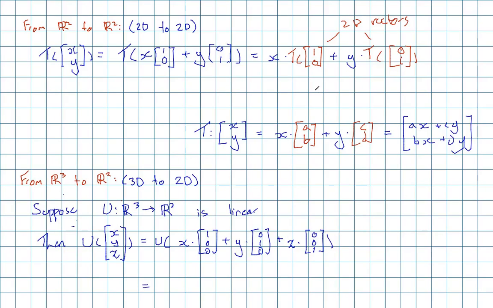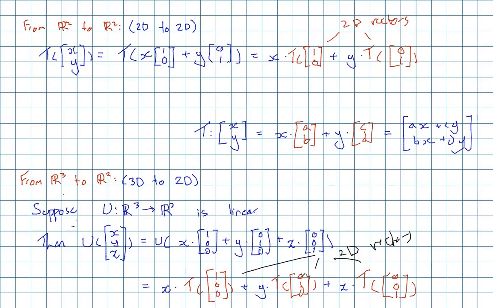And we can, of course, just like we did up here, distribute U over this addition and then pull out these multiples, so that we see that that's equal to x times U of (1, 0, 0) plus y times U of (0, 1, 0) plus z times U of (0, 0, 1). Okay, now each of these here are going to be two-dimensional vectors because U maps from 3D to 2D, so these are all 2D vectors. And so we can see that just as before, whereas we'd have a linear combination of (a, b) and (c, d), here we would just have 3 two-dimensional vectors, and that would be our general form.